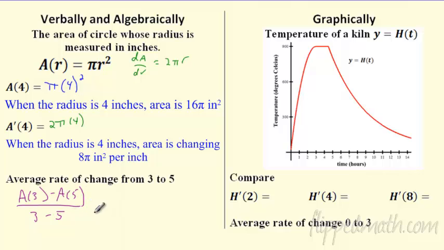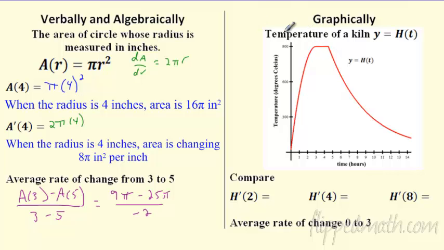And we could find those. We could plug in the A of 3. Let's just do it real quick. That would be pi r squared. So that would be 9 pi minus 25 pi, I just went ahead and squared it, and that would be all over negative 2. So we clean that up and say that's how fast the area is changing per inch. Excellent, very nice.